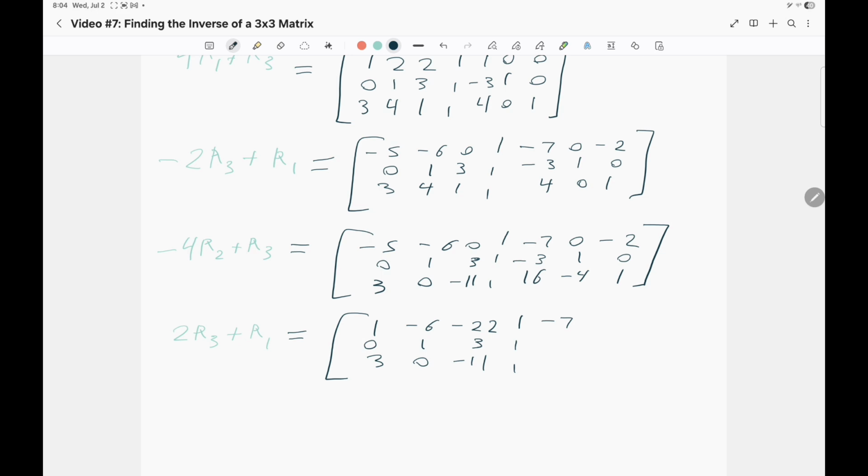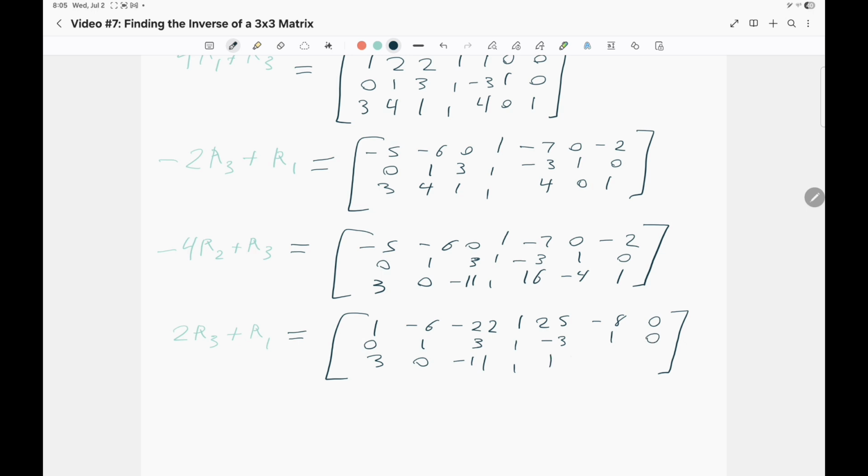Just to reiterate, our goal here is to get the left side to look like the identity. So hopefully we succeed with that. But 32 plus 7, 25. Negative 8. Oh, and a 0 here. Okay. Rest of the rows remain the same.